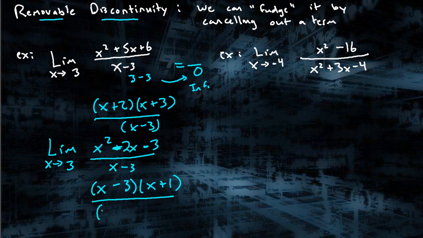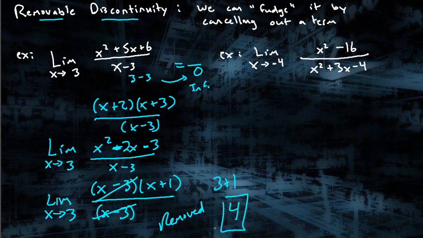So we factor it, and now we see that we can actually cancel the x minus 3. See, I removed it, whereas up here, I was not able to remove it. It was not removable. So now that I've removed that, if I put in 3, I have 3 plus 1, which is 4, and that's my limit.